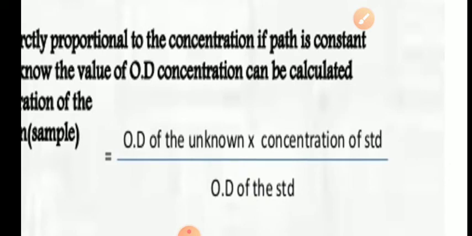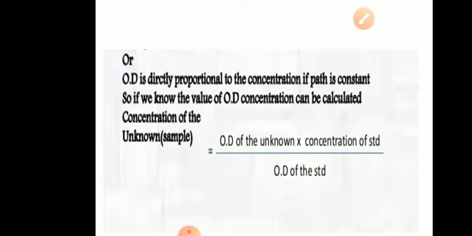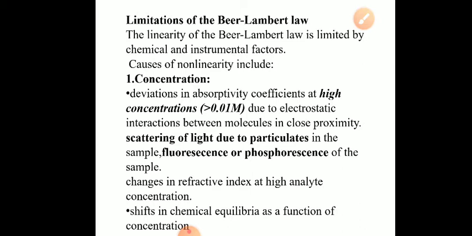You have to use a standard sample solution there. The standard solution is the solution whose concentration is known. So the concentration of unknown sample is equal to optical density or absorbance of unknown multiplied by concentration of standard divided by absorbance of standard. This is about Beer's law and how to calculate the amount of light absorbed.